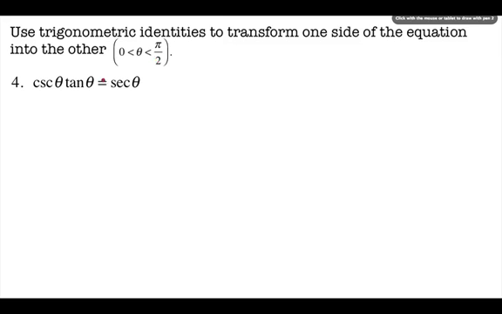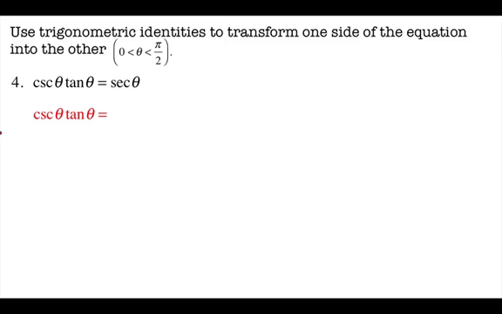So you're trying to show that the left side is equal to the right side. What you usually do when you try to prove that one side is equal to the other is focus on the complicated side. Notice that the left side looks more complicated than the right side. So I'm going to work on the left side.